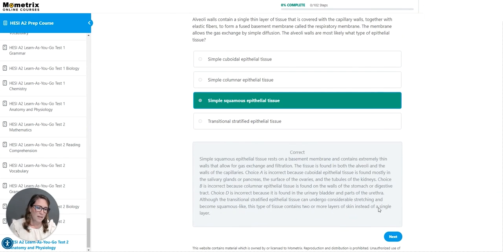And that's because choice A here is the one that's found mostly in your salivary glands, your pancreas, some of the surface of your ovaries, and then the tubules of your kidneys. And then choice B here is found in the walls of the stomach and your digestive tract. And then D is usually your urinary bladder and then parts of your urethra.